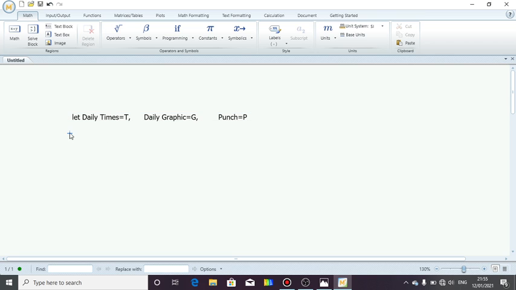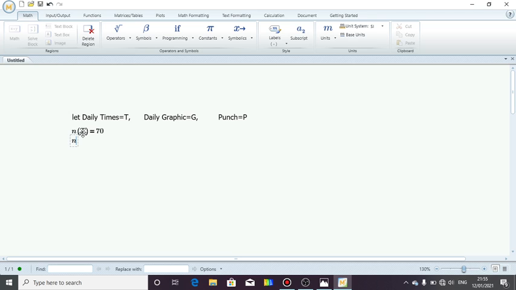Alright, so now that we have defined our terms, for set notations, remember this symbol. This is the cardinality of a set. So cardinality is small letter n. So how many numbers do we have in Daily Times? So the total number of capital T is going to be equal to 70. So you have that.